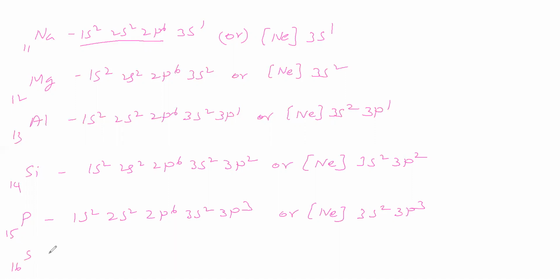Next sulfur, atomic number 16, electronic configuration 1s2 2s2 2p6 3s2 3p4. We can also write this as neon 3s2 3p4. Valence shell configuration is 3s2 3p4. Valence electrons are 6 electrons for this.